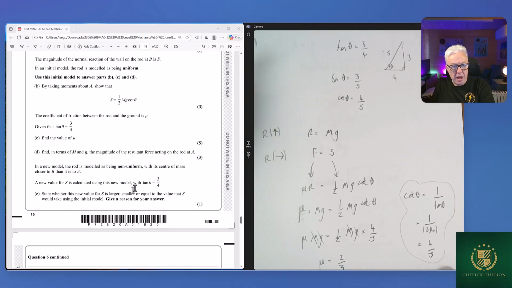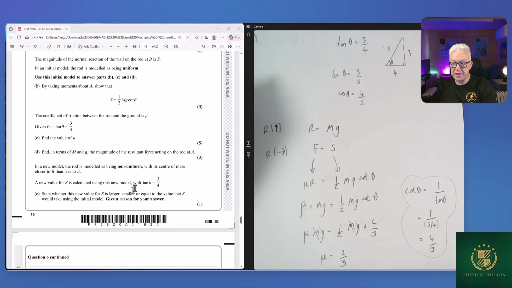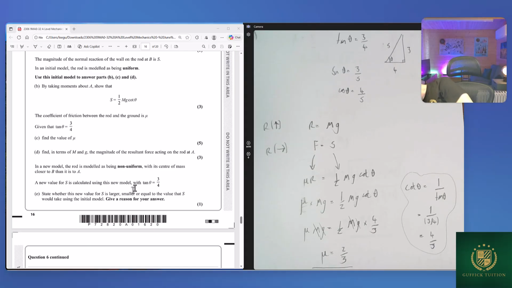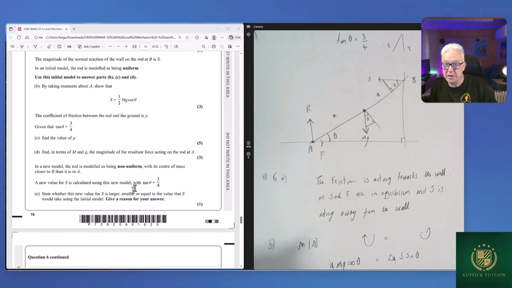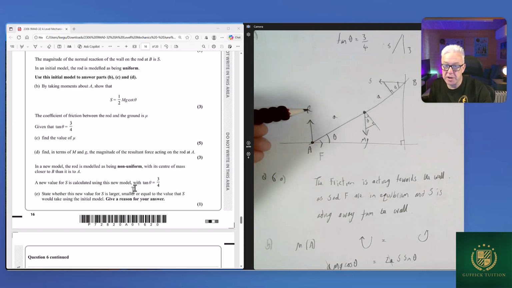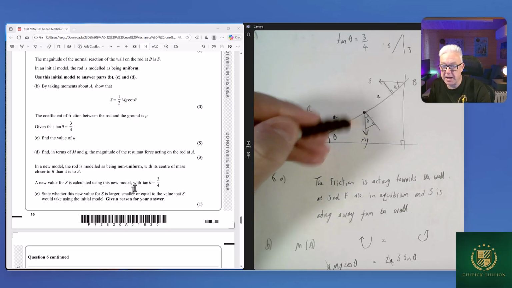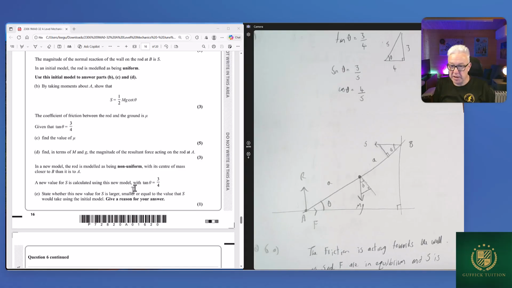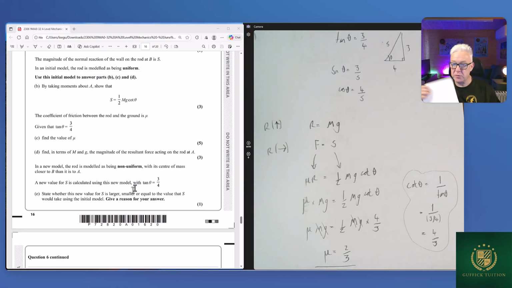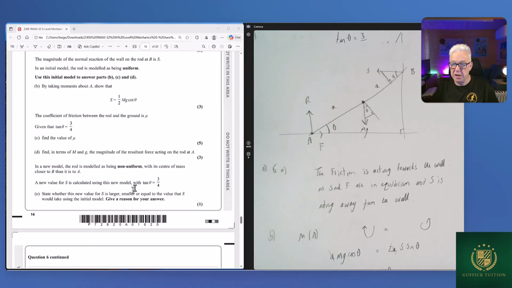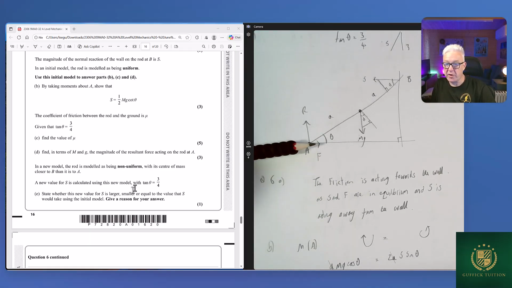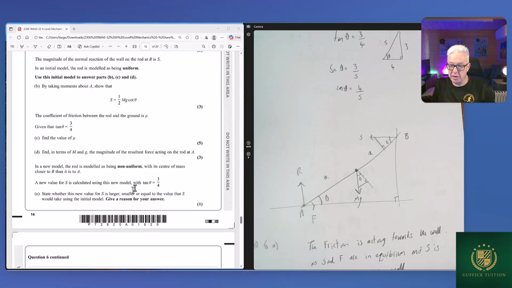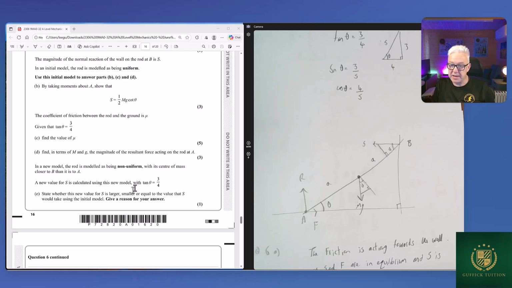Okay, now at this point, I think it could be useful to resolve vertically and resolve horizontally, and let's see what we get. So resolving vertically, if I bring back my sketch, what have we got? We've got our force R acting up and we've got our mg acting down. This force is entirely horizontal, so it has no component acting vertically. So resolving vertically, we just have R equals mg. Resolving horizontally, what forces have we got acting horizontally? We've got F going to the right, and we have S going to the left, but those are the only two forces there. So we can say that F is equal to S.